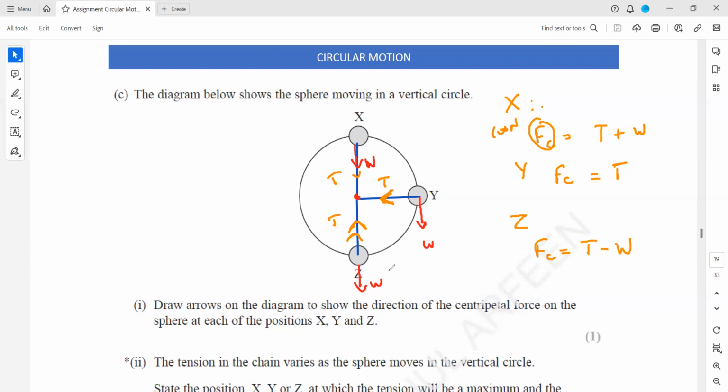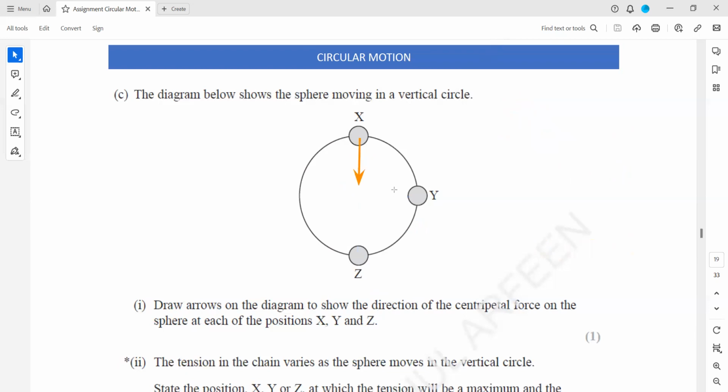So the first part of the question: draw an arrow on the diagram to show the direction of centripetal force acting on each point. So what is the direction of the centripetal force? The centripetal force is always directed towards the center.